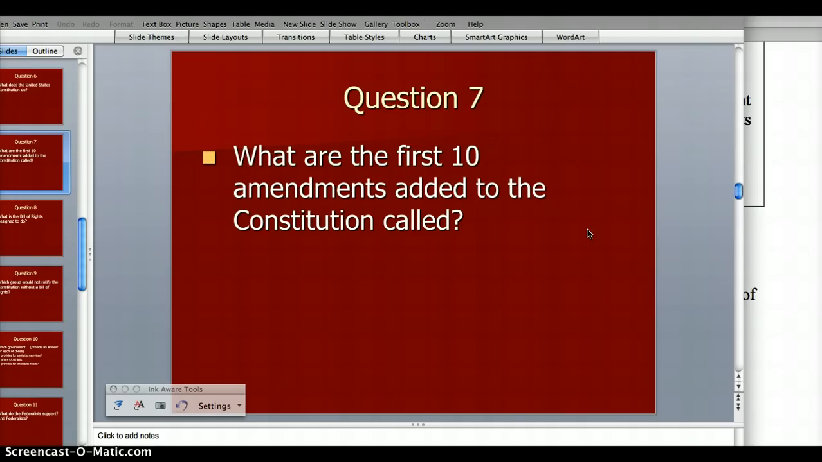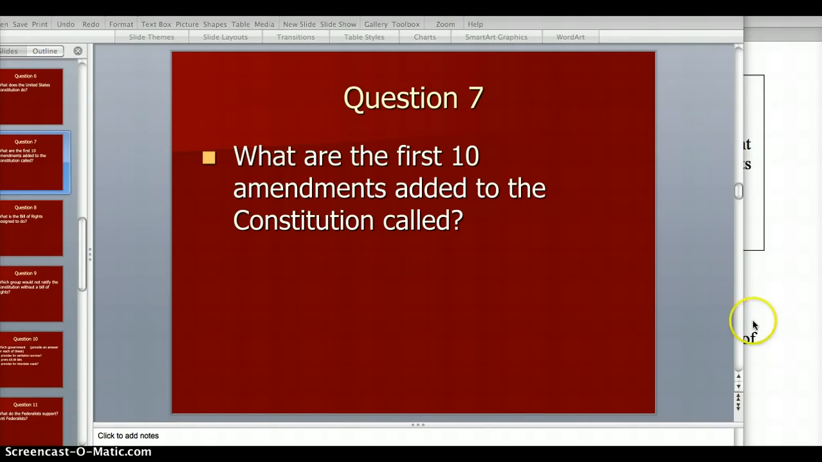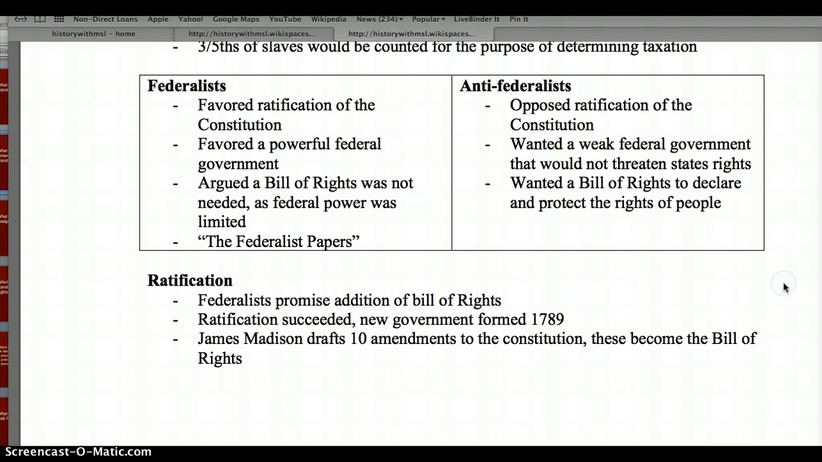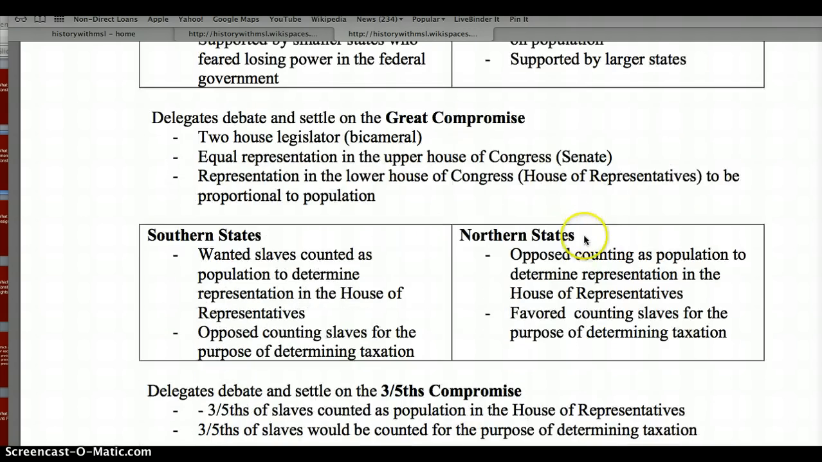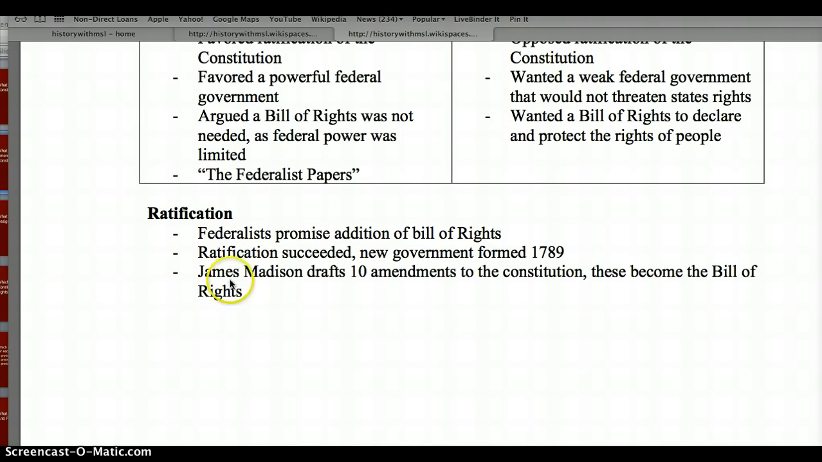Question 7. What are the first 10 amendments added to the Constitution called? The easiest place to find this answer is going to be right back in these notes here, your chart. If you look at the bottom, ratification. James Madison drafts 10 amendments to the Constitution. These become the Bill of Rights. The Bill of Rights is the answer.